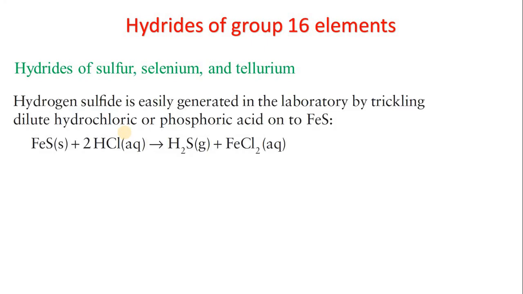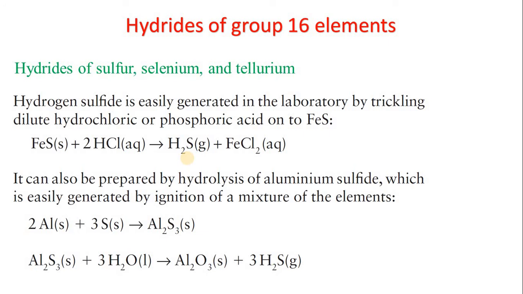And hydrogen sulfide is easily generated in the laboratory, as we do during the qualitative analysis of inorganic salts. It is used for the detection of various transition metal ions and other metal ions in the undergraduate as well as postgraduate laboratories. It is easily prepared by using ferrous sulfide and either hydrochloric acid or sulfuric acid, and we will get the H2S gas.